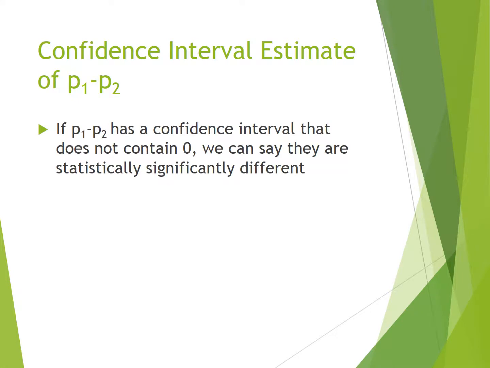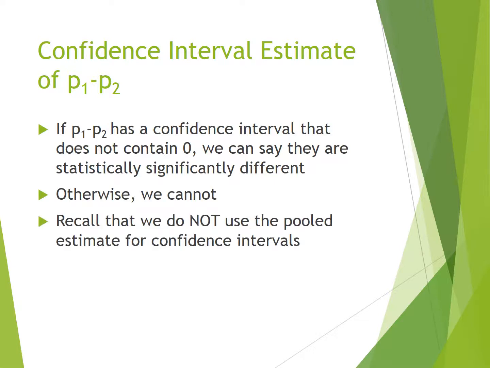So if we're going to do a confidence interval estimate of P1 minus P2, if the confidence interval does not contain 0, then we say that those two proportions are statistically significantly different. If 0 is contained in my confidence interval, then we say there is not enough evidence to suggest that the two proportions come from different populations. Recall that we do not use the pooled estimate for confidence intervals.